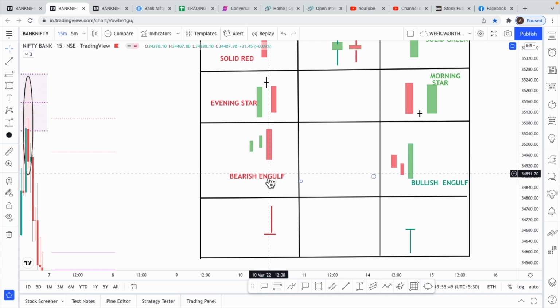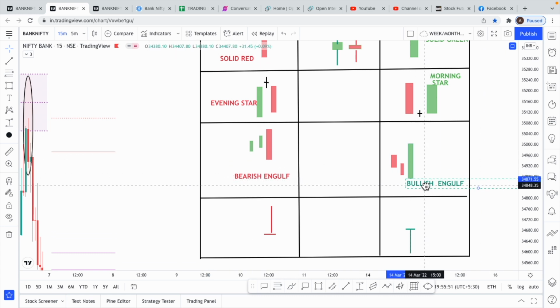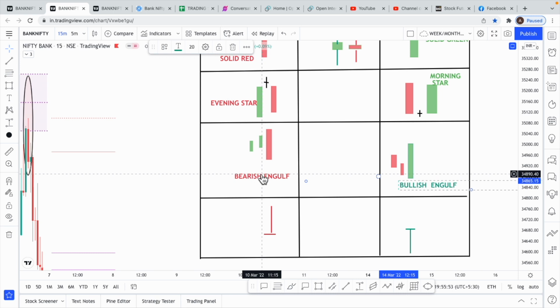Then we have something called bearish engulf and bullish engulf. The name itself suggests that you have a green candle and you get a red candle engulfing the green candle completely. Now see this green candle, the upper side of the green candle also should be within this red candle body. The red candle should engulf the upper side and the lower side and make it a strong red candle. We refer to it as bearish engulf.